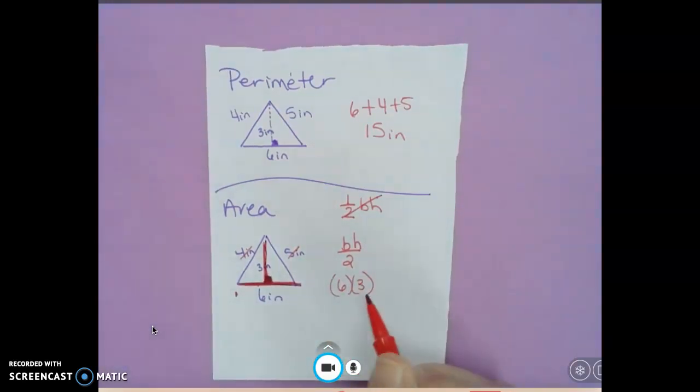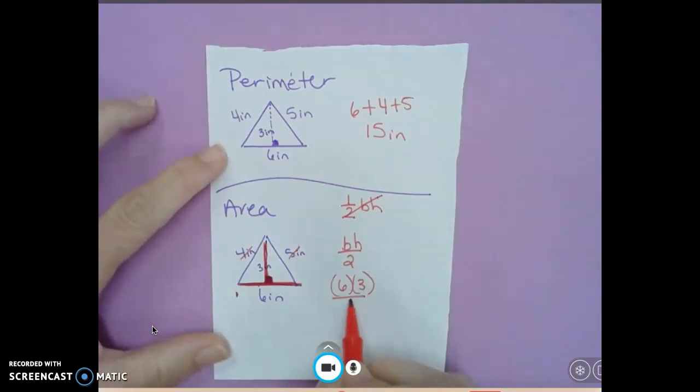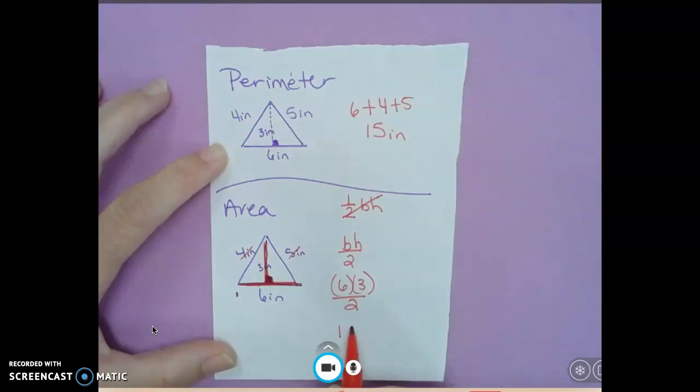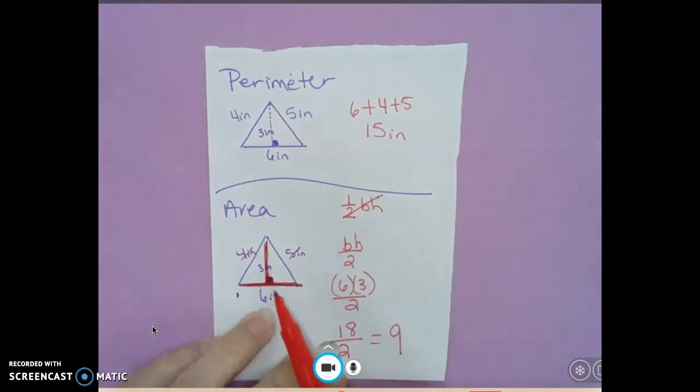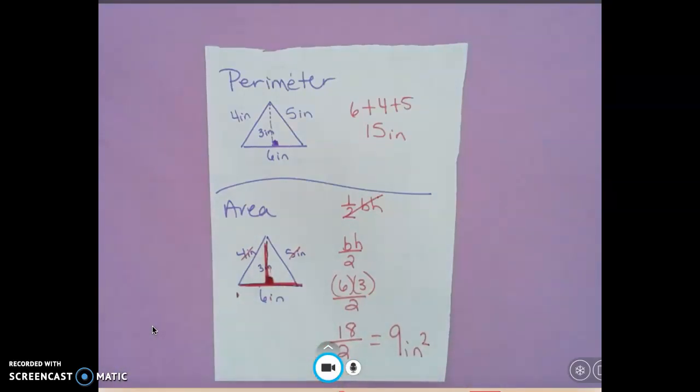We've got base times height, and then we're going to divide that by 2. So when we say 6 times 3, we're going to get 18. Divide that by 2, and I'm running out of room here, we're going to get 9. And since we said inches times inches here, the 6 times the 3, our answer is going to be in square inches.